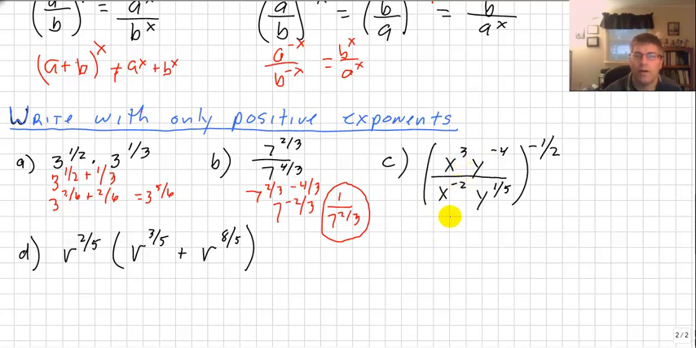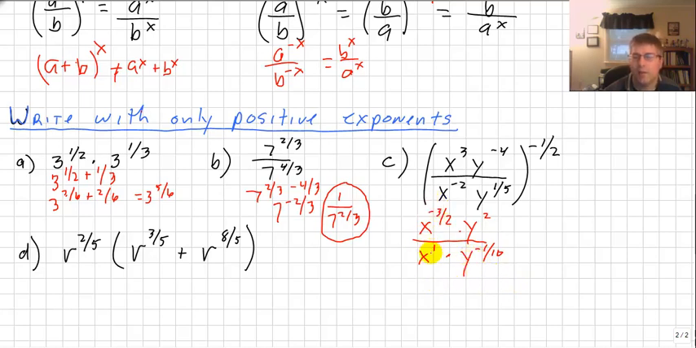To approach this one, I think I'm going to apply the negative 1/2 first and then put it in positive exponents. So I get x to the negative 3/2 times y to the second, because negative 4 times negative 1/2, all over, well, x to the negative 2 raised to the negative 1/2, that becomes x to the first times y to the negative 1/2, and negative 1 times negative 1/5 is negative 1/10.